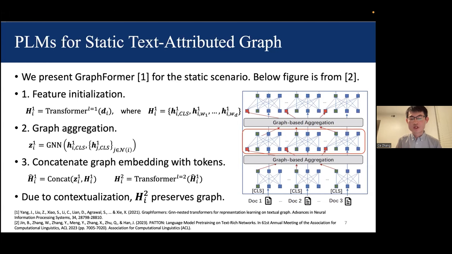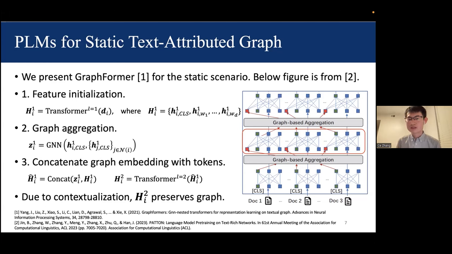So the next step is that we want to capture both information. So we concatenate graph embedding with our previous token embedding. You can see the formula here. Z here is the graph neural network embedding, and H here is the output from the previous transformer. We concatenate the graph neural network embedding with the transformer embedding, and the result, h hat, should capture both information. And we input h hat to the next layer transformer, and then we obtain the new embedding, h2.